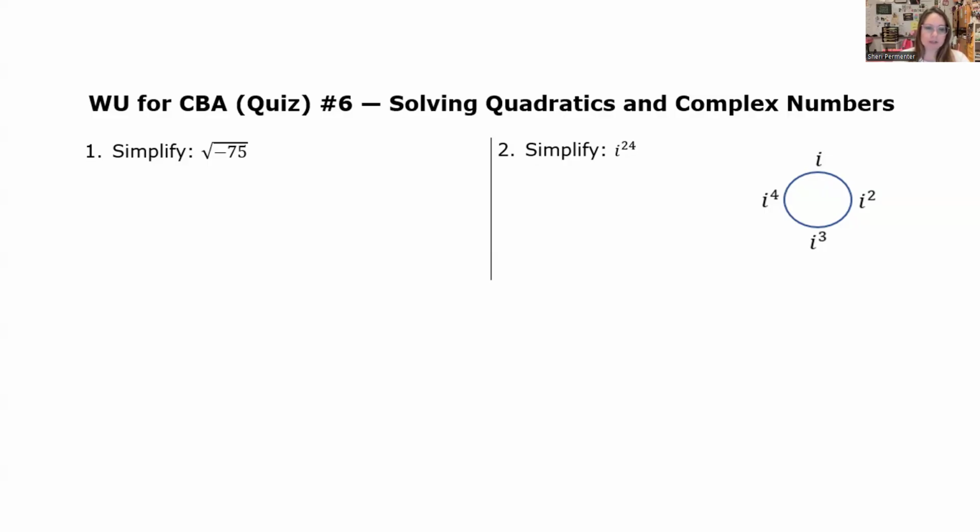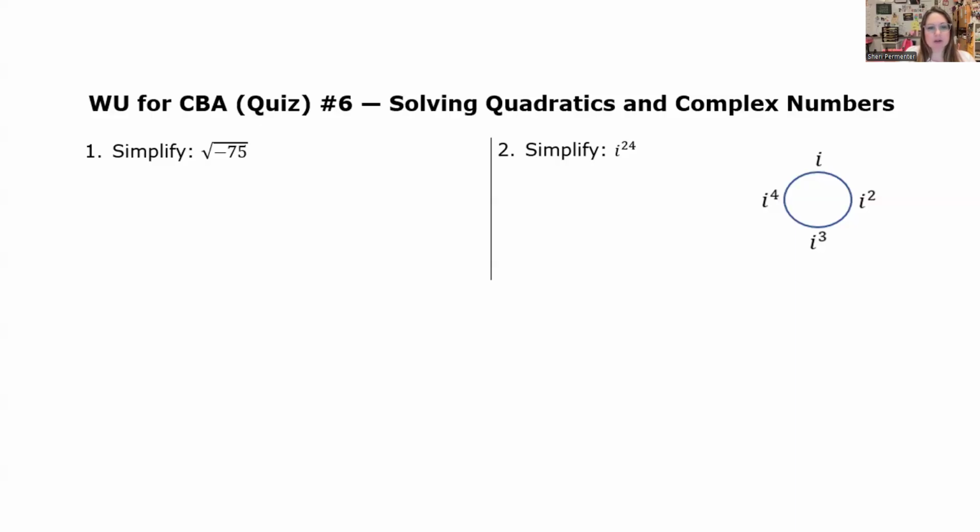So for this one, if you type in -75, your calculator is going to give you an error for two reasons: because 75 is not a perfect square, and because it's a negative. So does anybody remember what the square root of a negative number is? Imaginary. So it has to have an i in the answer. And to simplify this, we're going to think about what perfect square can go into 75.